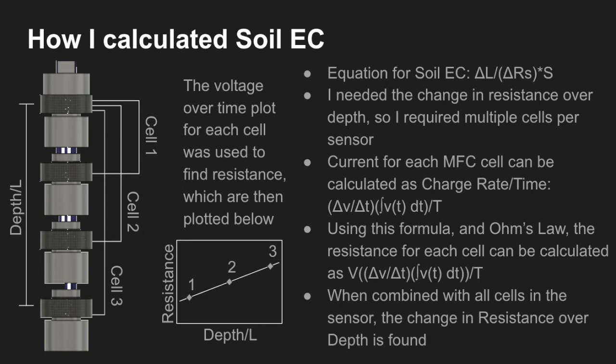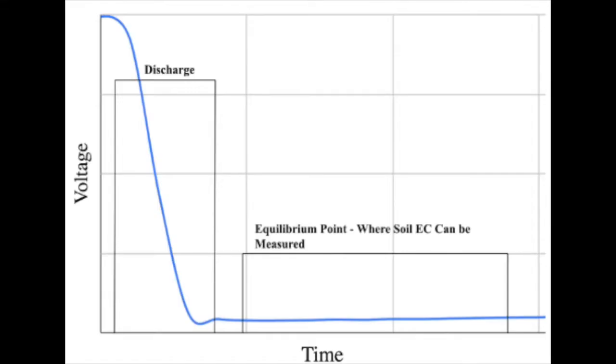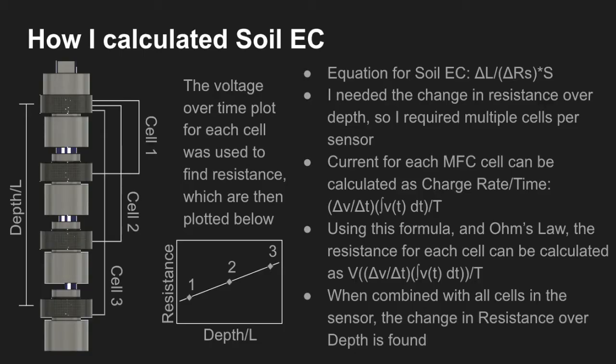time measurements. I did some research and found that I could estimate the current for each microbial fuel cell as the charge rate over time, or as the slope of the voltage time chart multiplied by the integral at a point on that chart called the equilibrium point. I then combined this estimation for current with my known average voltage to get an estimation of resistance through Ohm's law. As a result, I now had the estimated resistance of each cell at each of their depths, which is what I needed to calculate my soil EC.